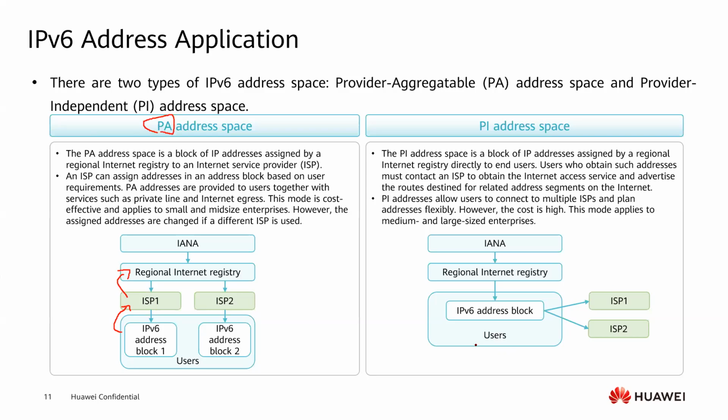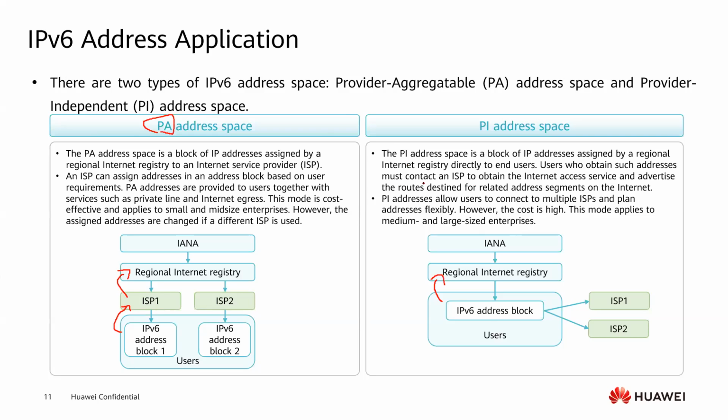However, if your enterprise is a large-scale enterprise, you can directly apply for the IPv6 address from the regional internet registry, because if you apply directly, that means you own the IPv6 address, and this part of the IPv6 address can connect to different ISPs, and you can deploy the IPv6 address by yourself, based on your own services and applications. So these are the two kinds of address.